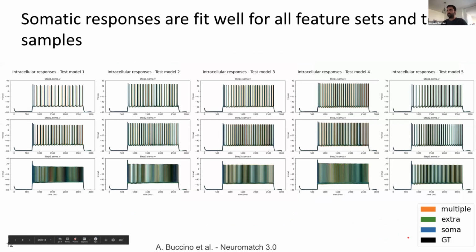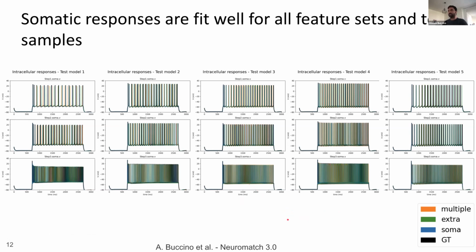I will show just some qualitative results. We're still working on doing this in a more systematic way. But in general, what you can see here is the black trace is the ground truth response of the model. And these are the responses of the 5 different test models to 3 different steps of increasing amplitudes. And in all cases, we see that basically the somatic traces are well fitted by all 3 feature sets, even because most of the features that we used are extracted from the somatic traces.